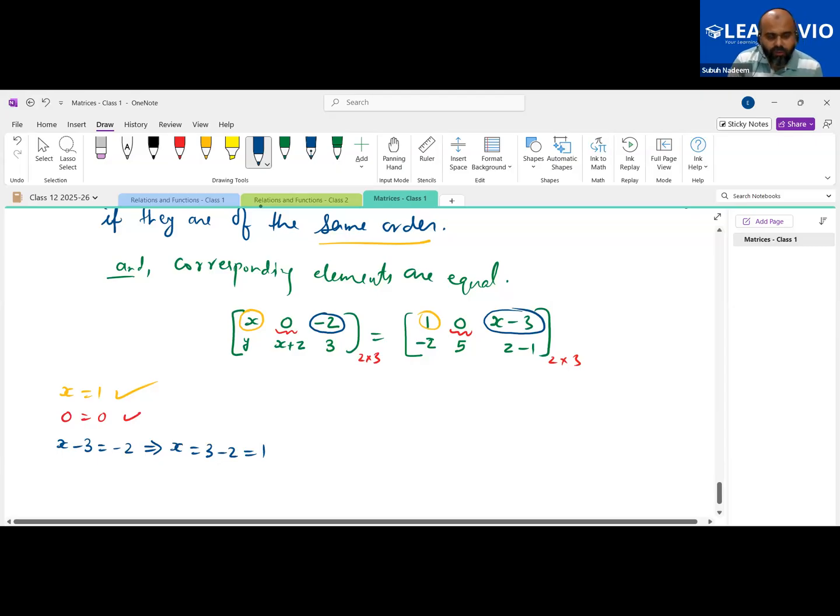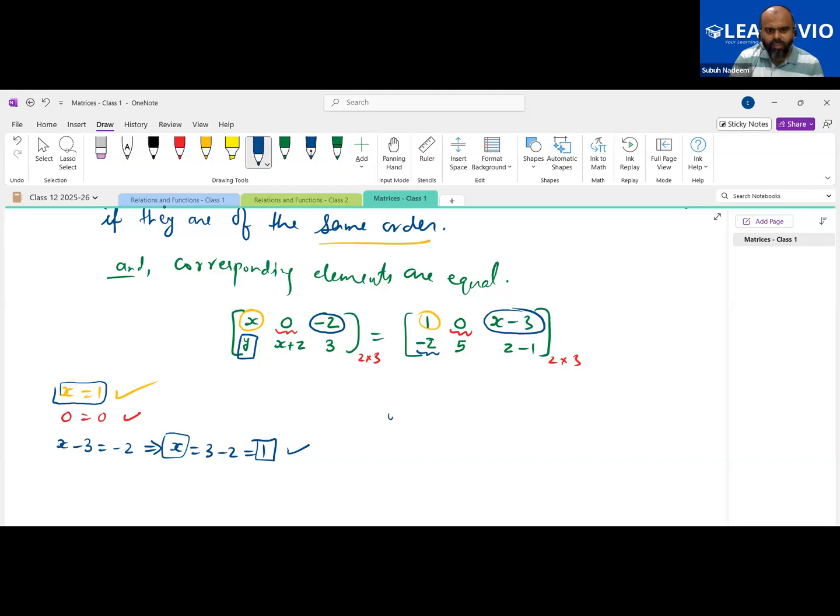So you have to check whether we have got the correct answer or not. In this case, we got x equal to 1 when we compared the first row, first column element. And after comparing the first row, third column element, x minus 3 is equal to minus 2, we are again getting x equal to 1. That is, we are fine till now. Then we come here, y, and it is minus 2. Y is equal to minus 2.